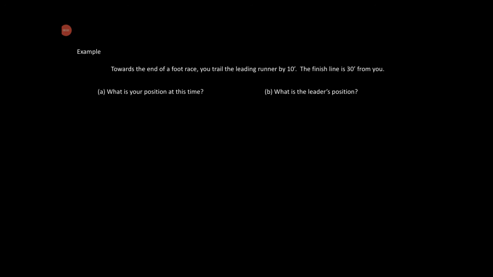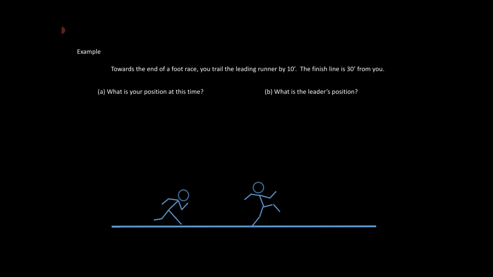All right, so the first example is a foot race. You're running a race, you're behind by about 10 feet, and the finish line is 30 feet from you. And so we want to, right at this point, start with a little bit of analysis. We want to figure out where your position is, what is the leader's position, and then we'll continue on with this same example for the different parts of this lecture. But this is the first two parts.